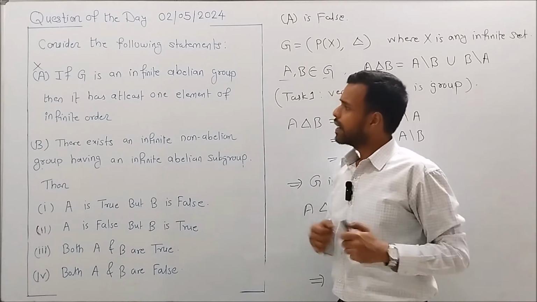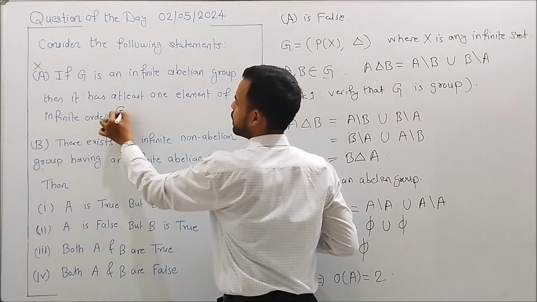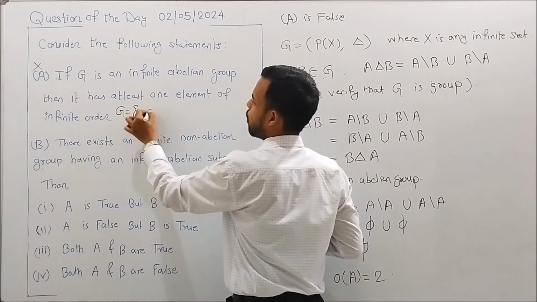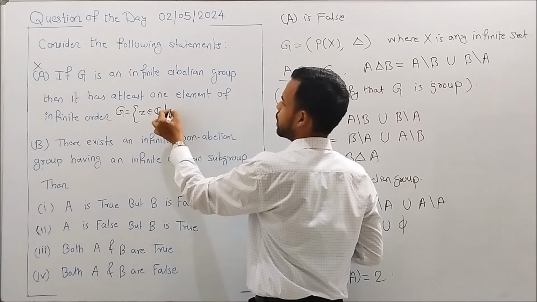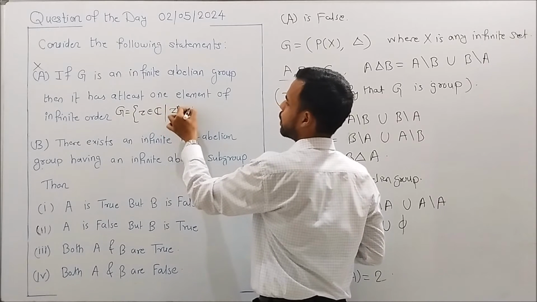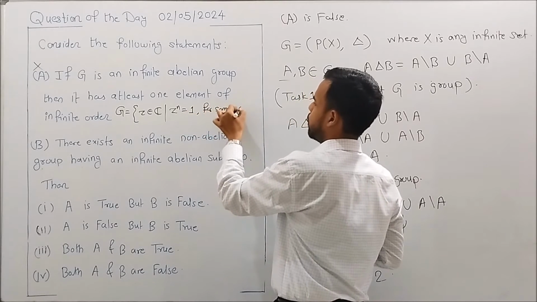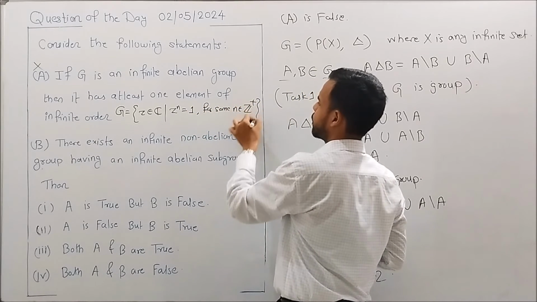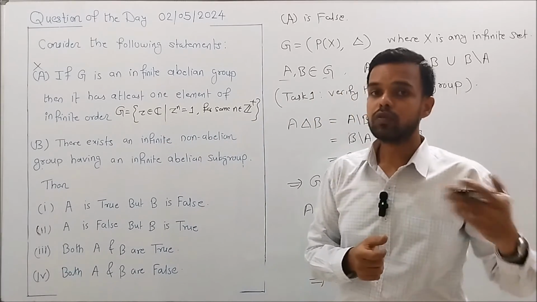Can we have another example for A? Yes. For example, consider G equals the set of complex numbers Z such that Z to the power n equals 1 for some n belonging to the positive integers. It is the set of all roots of unity.